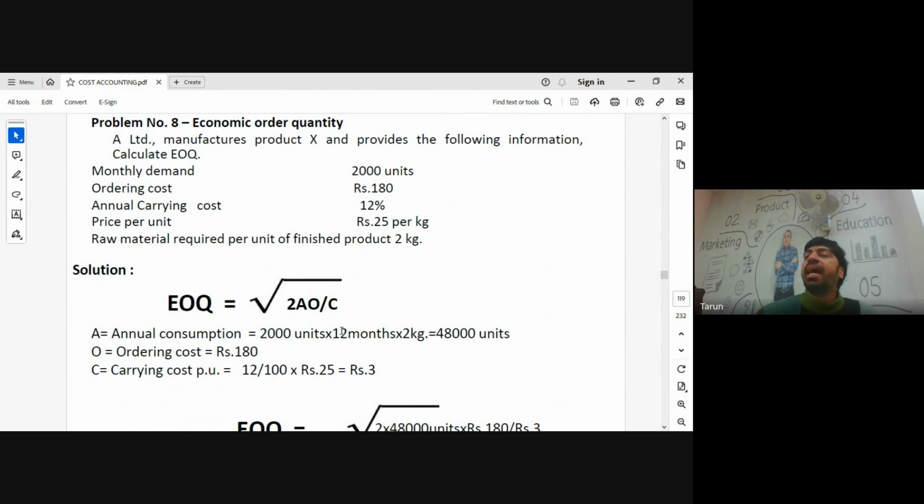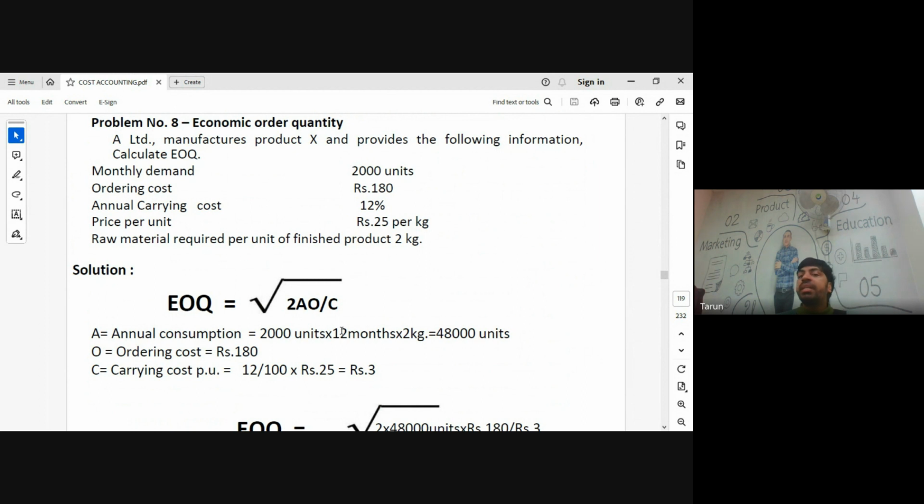Ordering cost estimated, carrying cost per unit estimated. Now, let's look at the more information. Raw material required per unit of finished product is 2 kg. It means if you are calculating the annual consumption, it is for the quantity of the raw material.